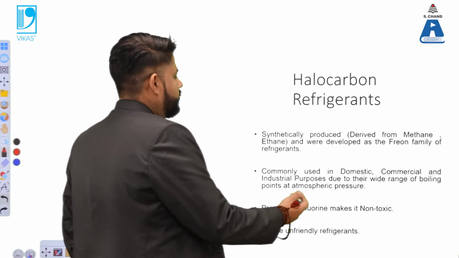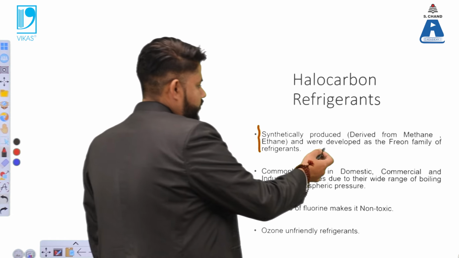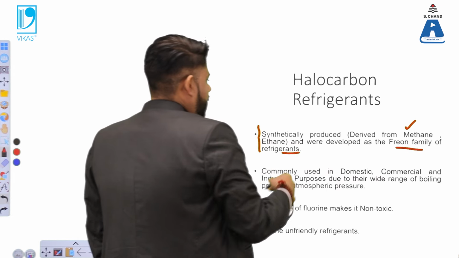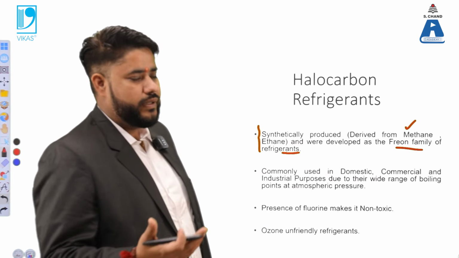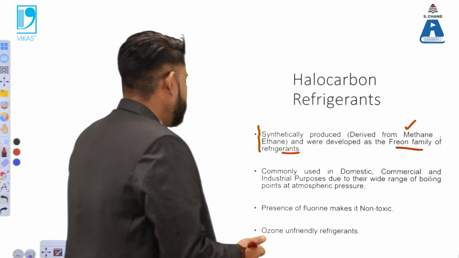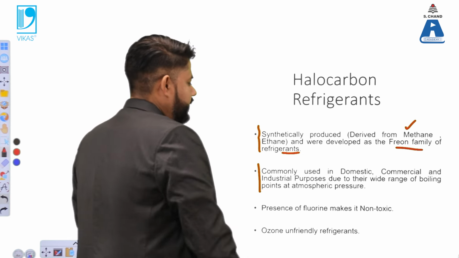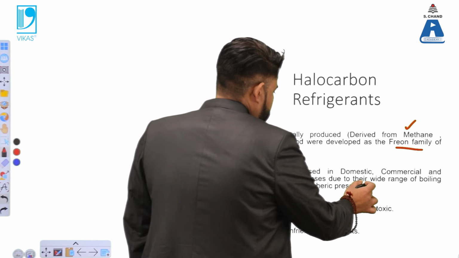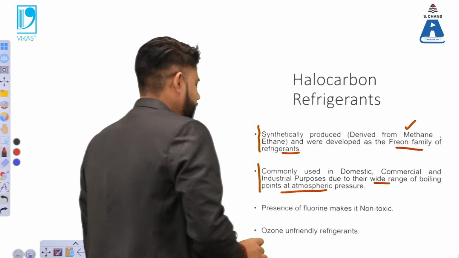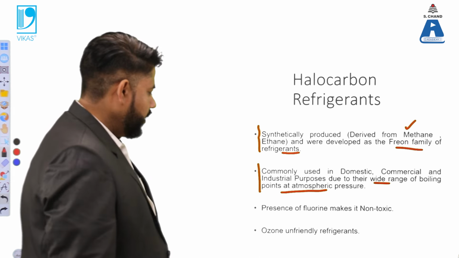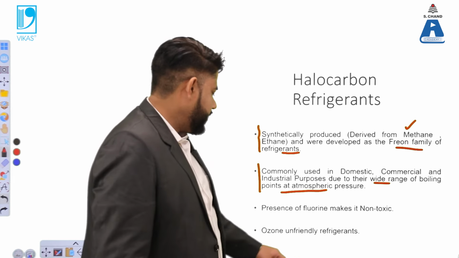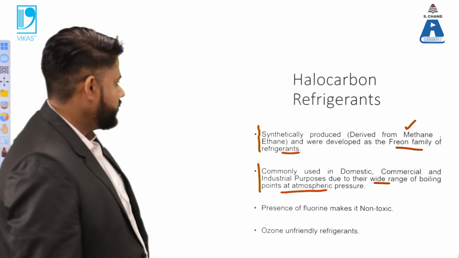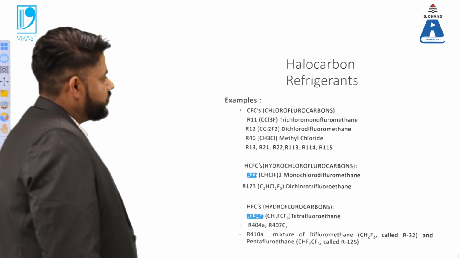Now we'll look at the halocarbon refrigerants. They are synthetically produced or derived from ethane, and were developed as the freon family of refrigerants. These halocarbon refrigerants are commonly used in domestic and commercial applications due to their wide range of boiling points at atmospheric temperatures. As fluorine is there, it makes them non-toxic, but they are ozone-unfriendly refrigerants, so they have a particular harm to ozone as well.